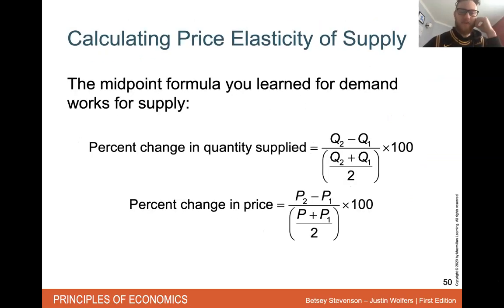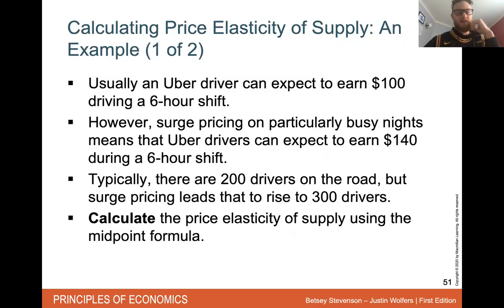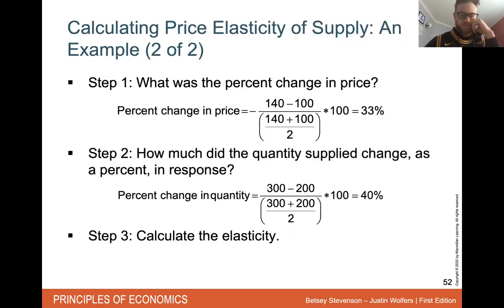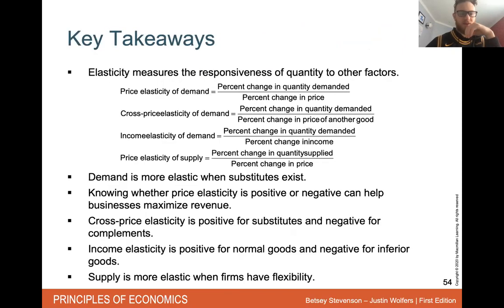For calculating, the midpoint formula learned for demand works for supply too. Percentage change in quantity supplied is Q2 minus Q1 over Q2 plus Q1 over 2, times 100. And the percent change in price is P2 minus P1 over P2 plus P1 over 2, all times 100. Another example, another practice question.